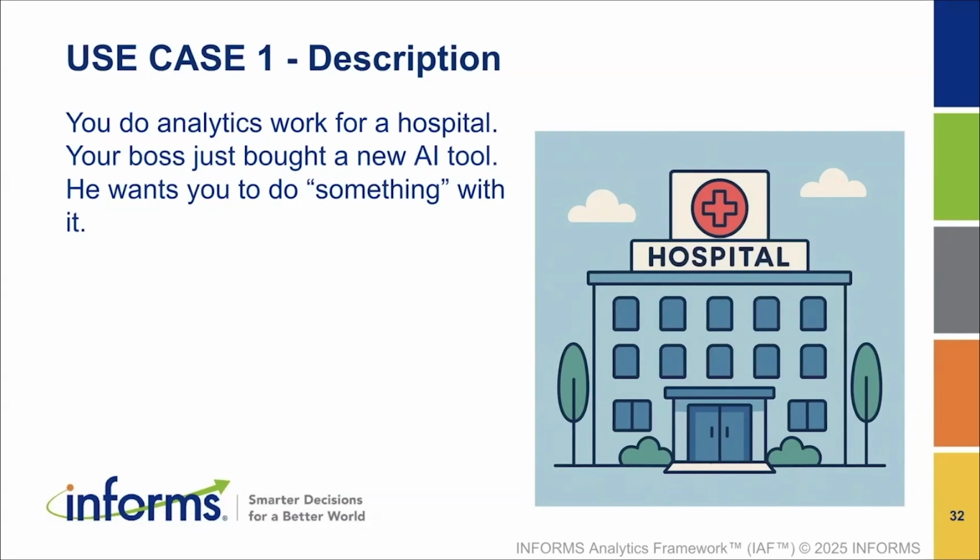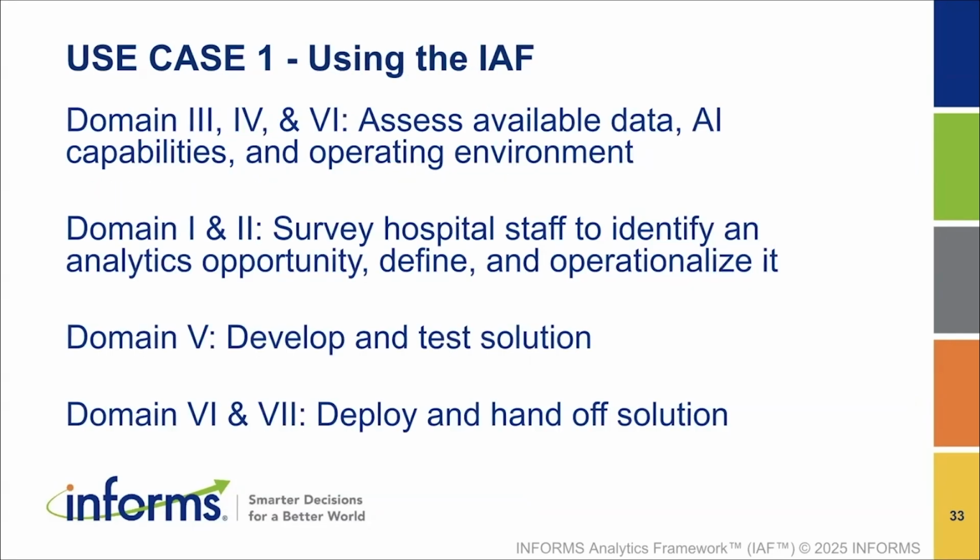Your boss says, "Give me something that makes this thing pay for itself within a month." And then he leaves you alone to ponder at your desk. Let's navigate this situation with the IAF. You know you need to get back to Domain 1 as quickly as possible to establish some direction of what to tackle. First, however, where do we sit in regards to the other domains?